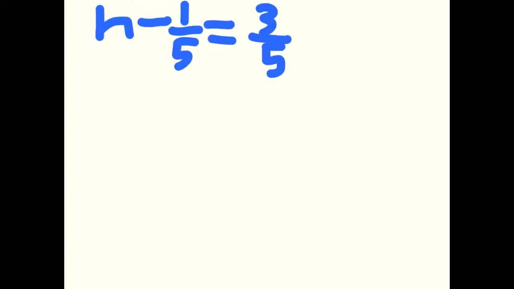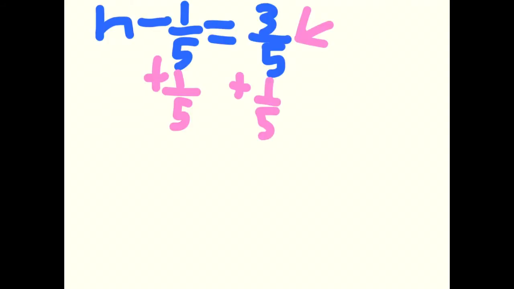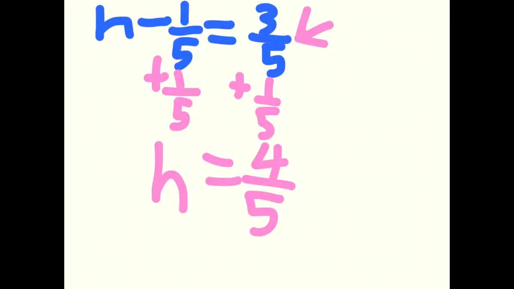Our next problem is h minus 1/5 equals 3/5. So what we're going to do to isolate the variable over here is to add 1/5 over here, 1/5, and since they have like denominators, we can add already. So h equals 3 plus 1 equals 4/5. Let's get on to the next one.